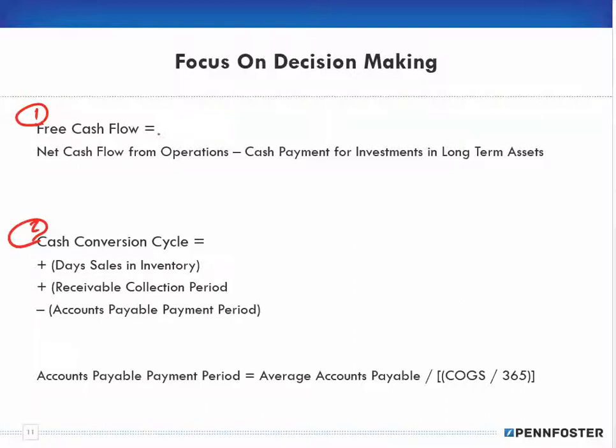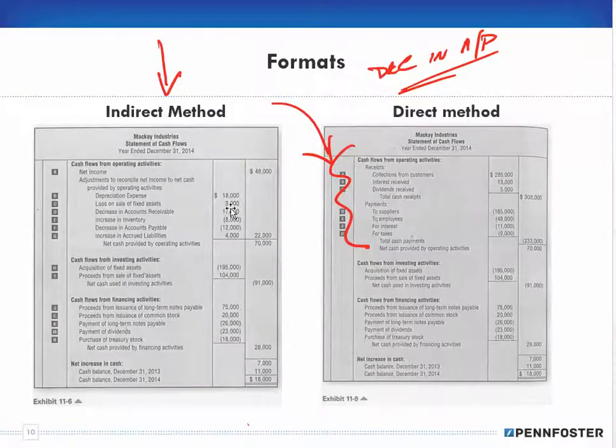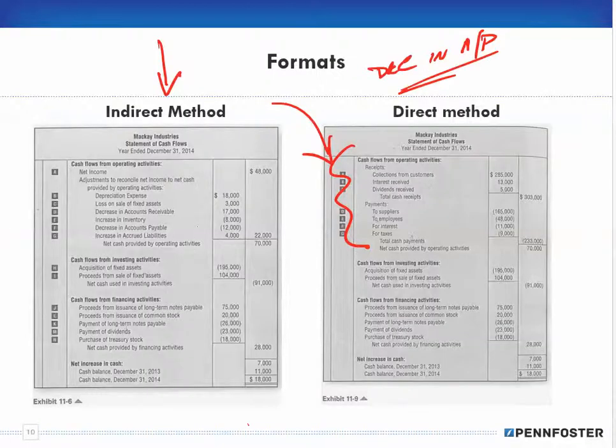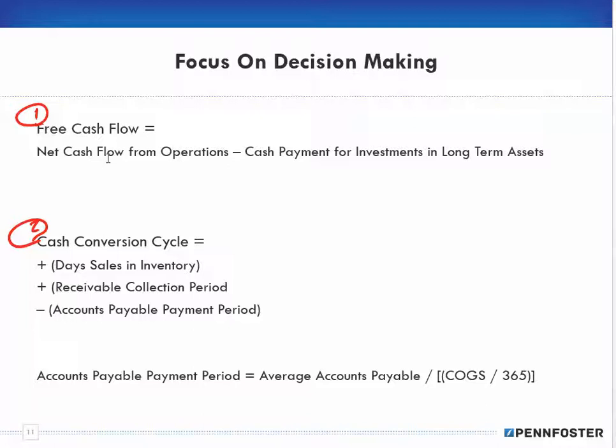The free cash flow is our net cash flow from our operations minus the cash payments for investments and long-term assets. I don't like the way the book is set up. That's why you saw I had to erase this screen, because they use a different example for the focus on decision making instead of relying directly upon what they've already presented. If we're looking here at the net cash flow from operations, that number is the net cash provided by operating activities. So that's 70,000.